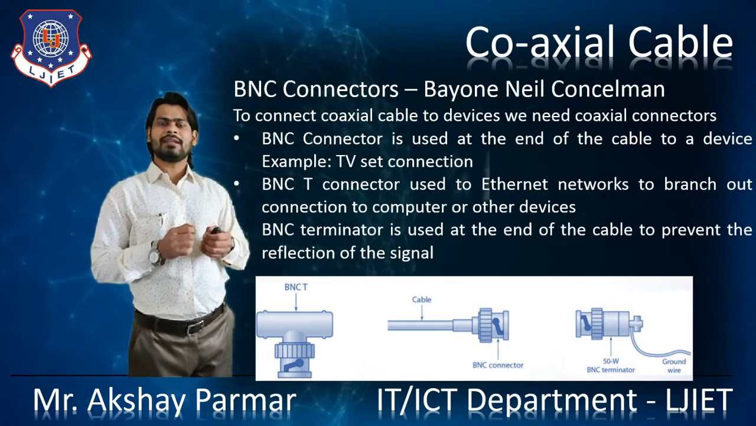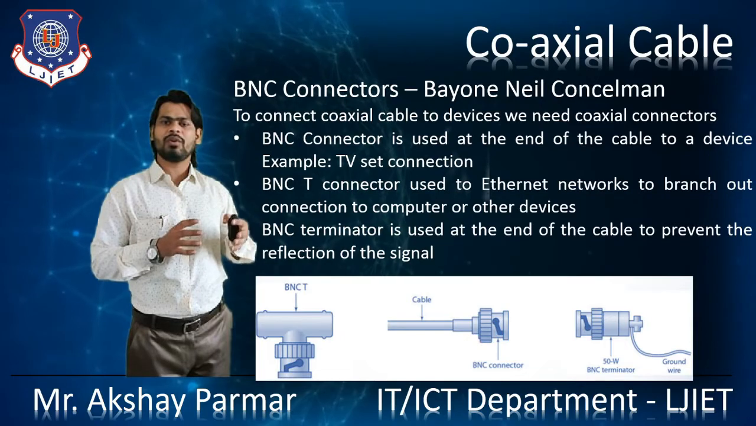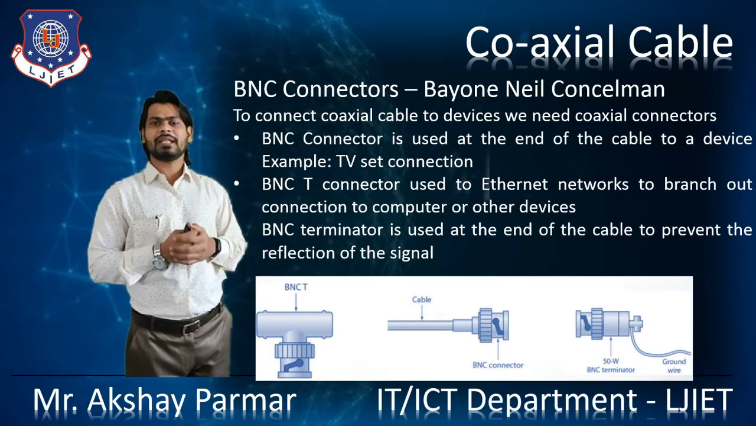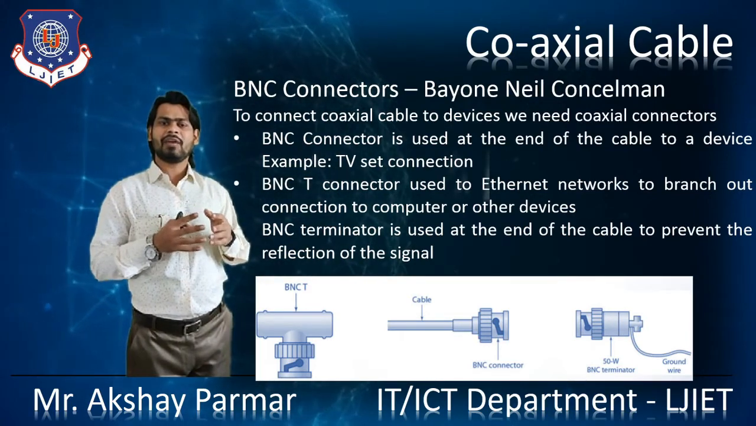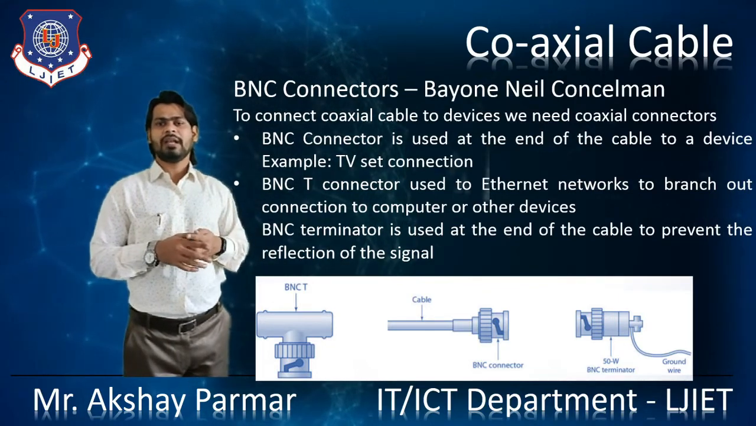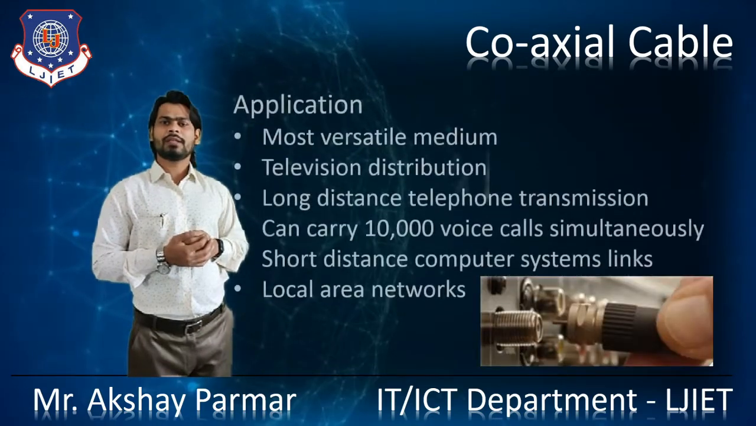The BNC T connector is used in an Ethernet network to branch out the connection to the computer or other devices, right? This is the BNC T connector. The BNC terminator is used at the end of the cable to prevent the reflection of the signal, right? So these are the basic connectors which work with the coaxial cable.